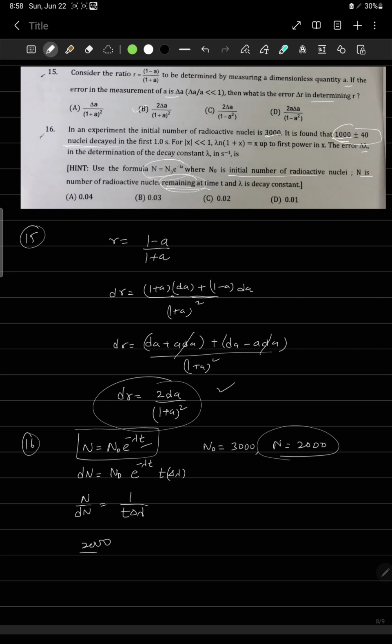So it is 2000 divided by 40 is equal to 1 by 1 into delta lambda. So delta lambda is 40 by 2000. So it is 0.02, and that is coming right. Option C is correct. So hope you understood this question. Let's move to the next one.